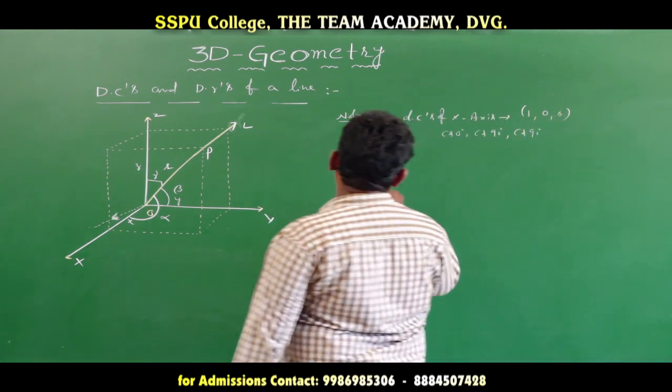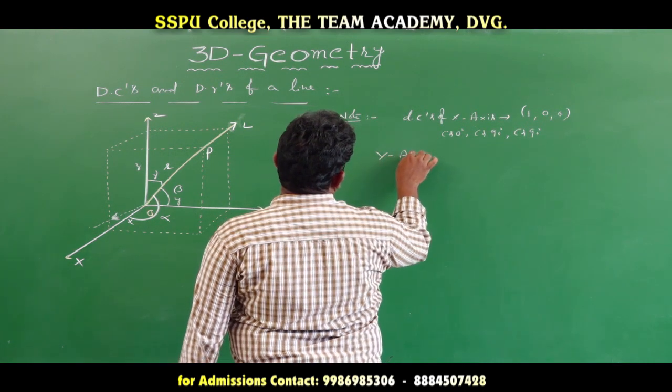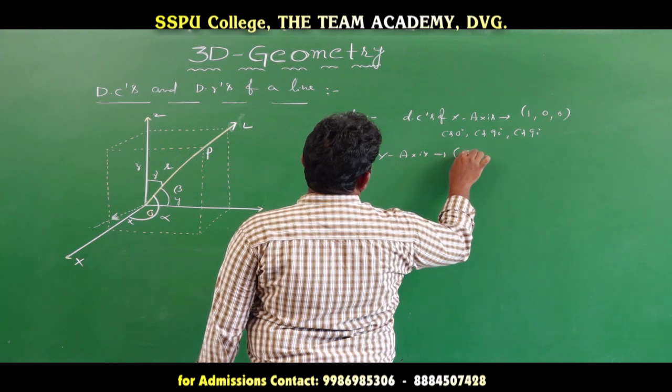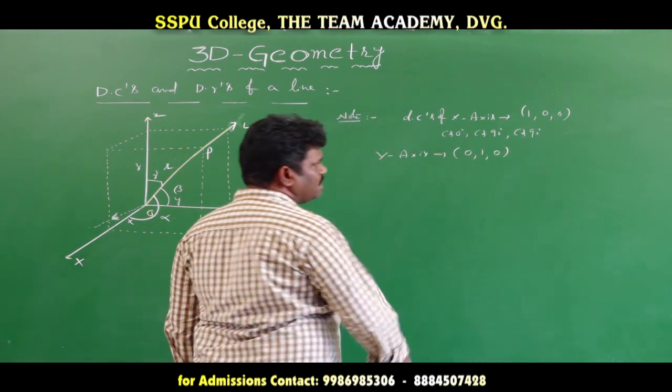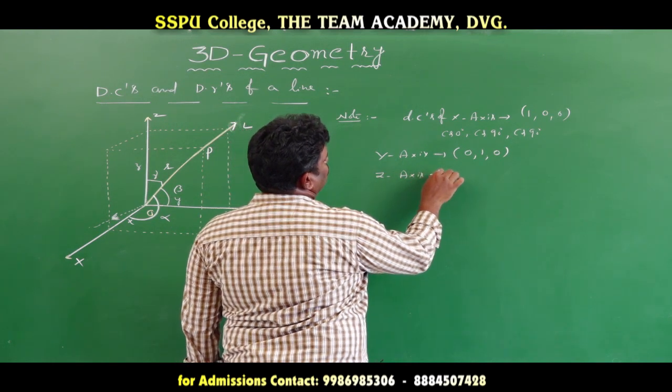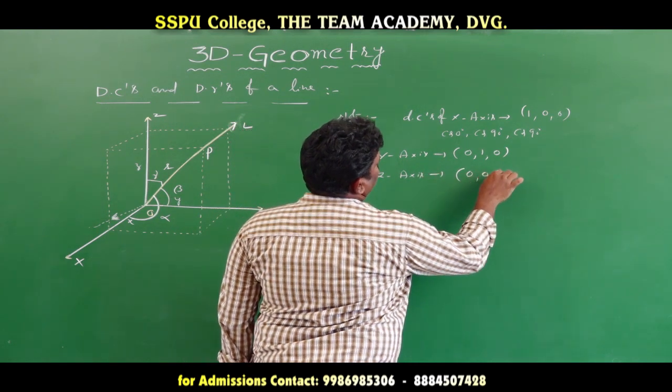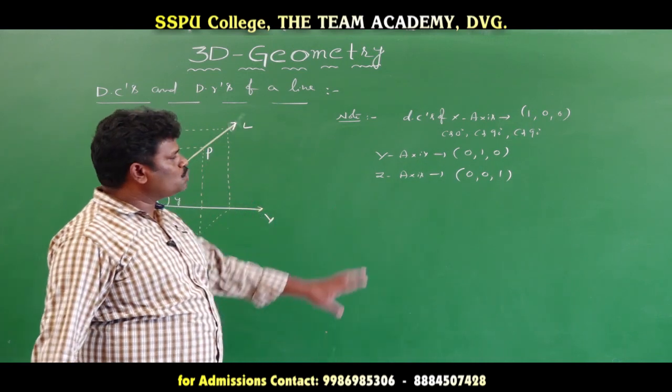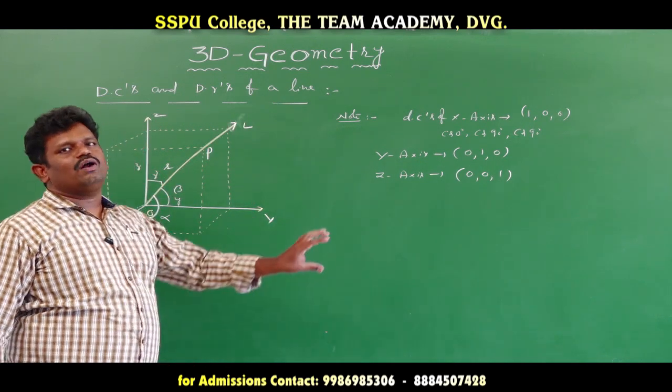Similarly, the direction cosines of the y-axis are 0, 1, 0. Next, the direction cosines of the z-axis are 0, 0, 1. So these are the direction cosines of the coordinate axes.